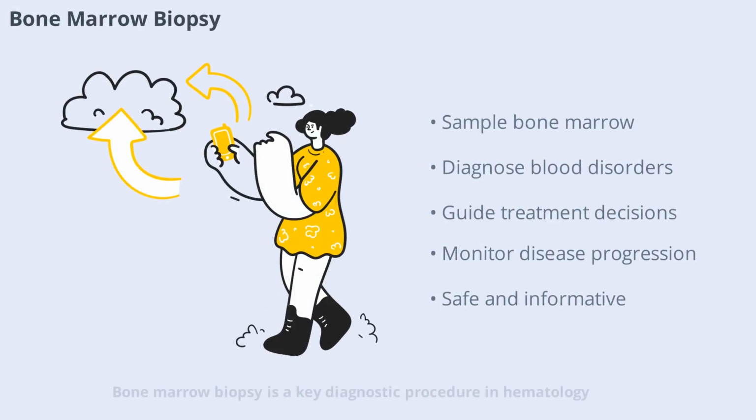Bone marrow biopsy is a key diagnostic procedure in hematology. It involves taking a small sample of bone marrow to examine blood cell production and detect abnormalities. This test is crucial for diagnosing conditions like leukemia, lymphoma, and aplastic anemia. Hematology uses bone marrow biopsies to guide treatment decisions and monitor disease progression. The procedure is safe and provides essential information for managing blood disorders.